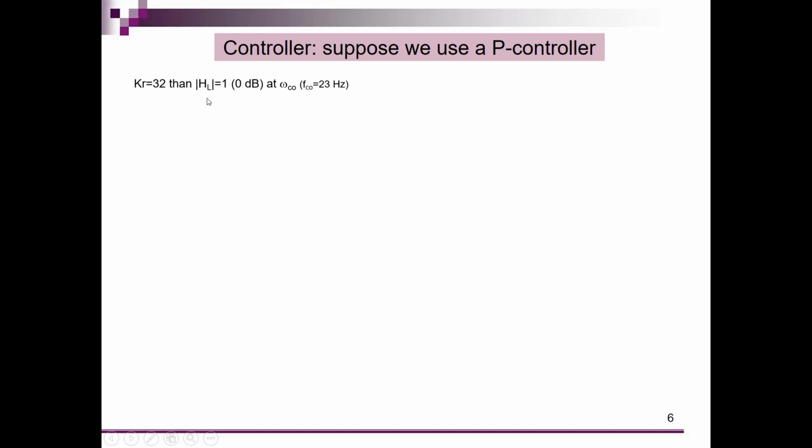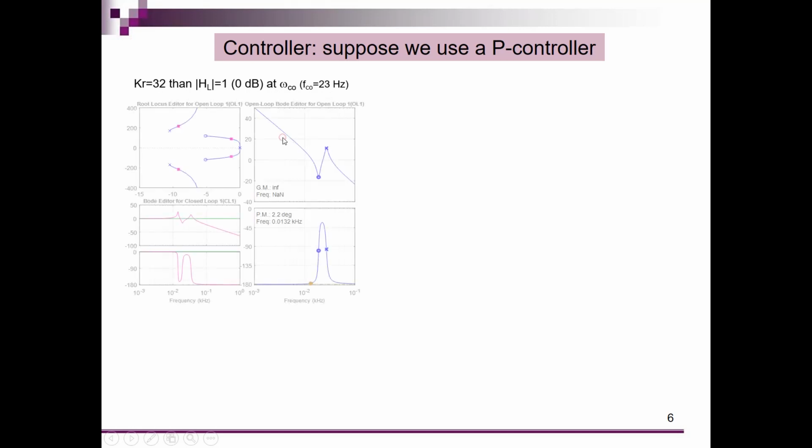So we want to have an amplitude of 1, which equals 0 dB, at a K_R in this example of 32. This is also known as the open loop bandwidth of my system. Suppose we want to have that 0 dB at that crossover frequency. Well, this is then what we see.